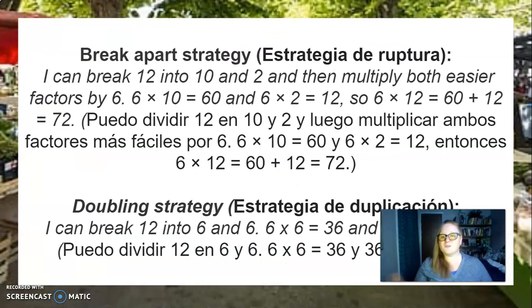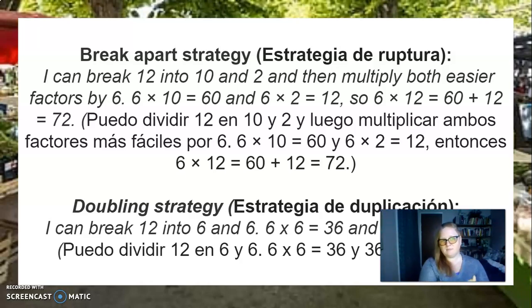All right. So there's multiple ways that we could do this, and we could do this all in our head. We could definitely figure this out. One way we could do it is I could break apart 12 into 10 and 2 and then multiply both easier factors by 6. So we had already done 6 times 10 equals 60. And then all we have to do is 6 times 2 equals 12. So 6 times 12 is the same as adding those two components together.